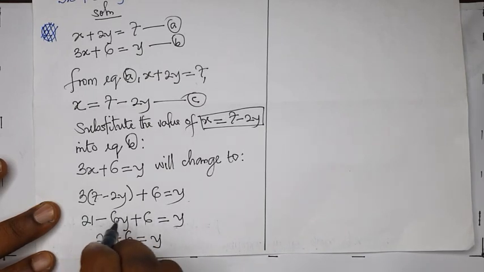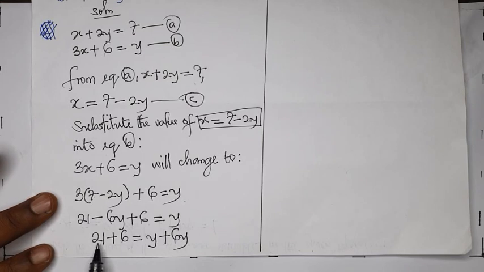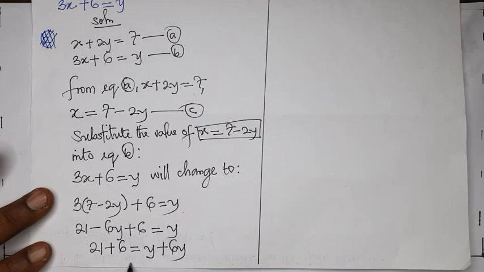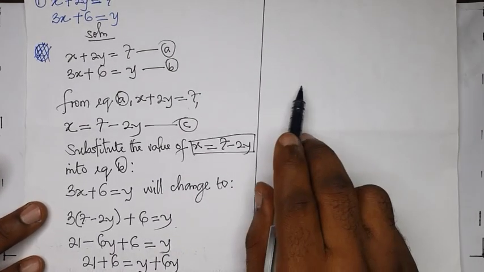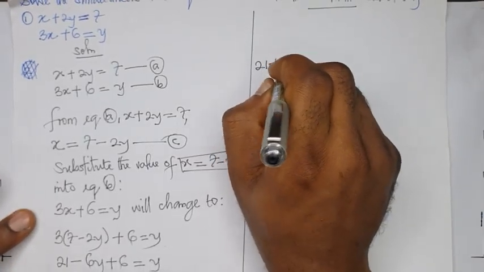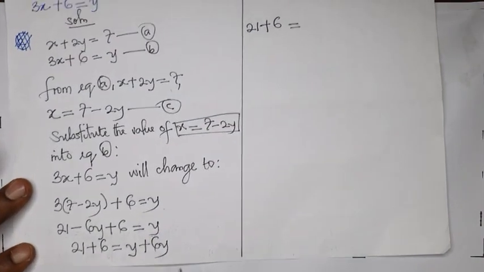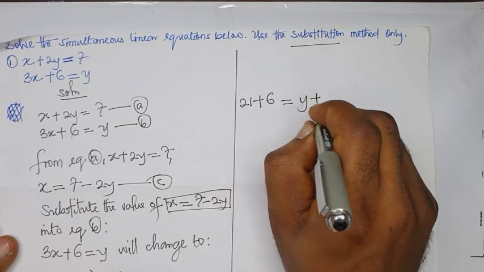This was minus 6 or negative 6. I'm taking it to the right and it becomes positive 6. So 6y because it has y. So 21 add 6 is going to give me 27, isn't it? So I'll just come this way and write it down. First, 21 add 6 is equal to, what was I having here? Y plus 6y.